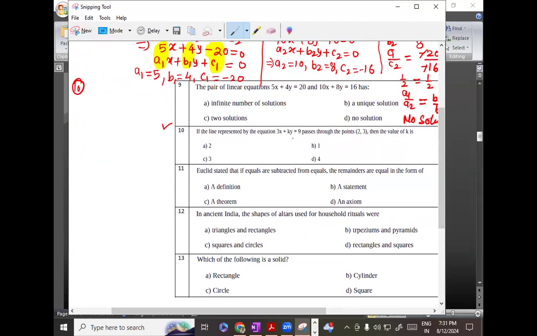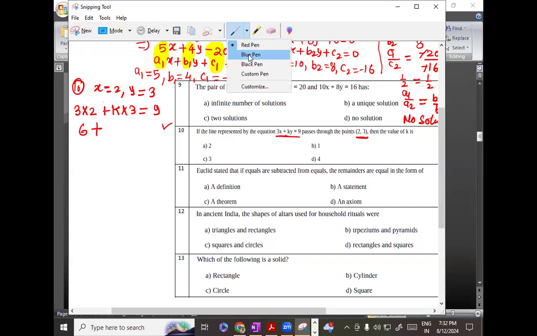It means this equation passes through 2 and 3. Put the value of x equal to 2 and y equal to 3 in the given equation. 3 multiply by 2, then plus k multiply by 3 equal to 9. Is it clear? 6 plus 3k is equal to 9. 3k is equal to 3. K is equal to 3 by 3, which is 1.